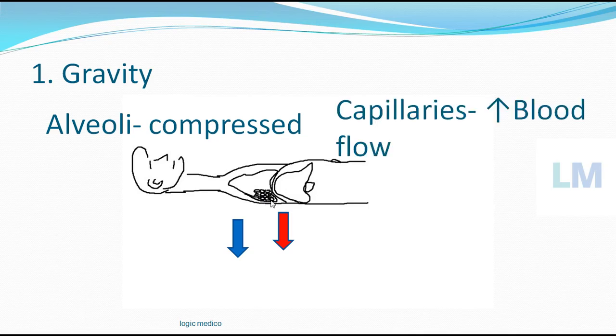This results in pulmonary capillary mismatch, where the capillary blood flow is increased in this area, but the alveolar ventilation, or the oxygen coming to these alveoli, is reduced. So this worsens the pulmonary capillary mismatch.